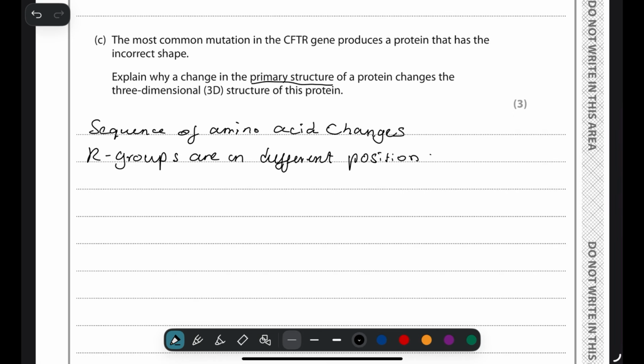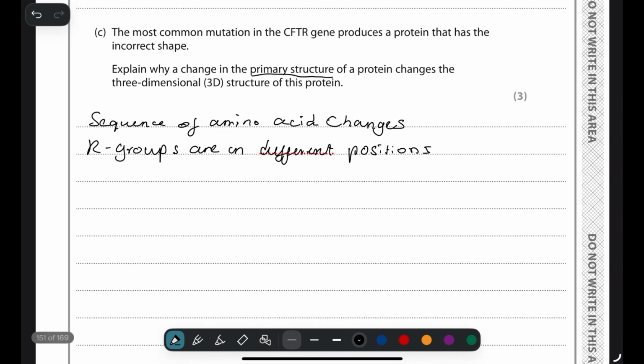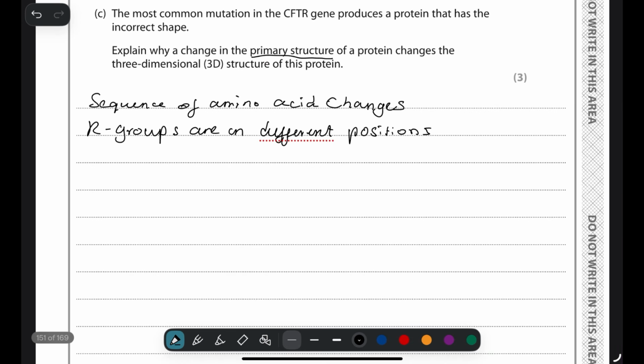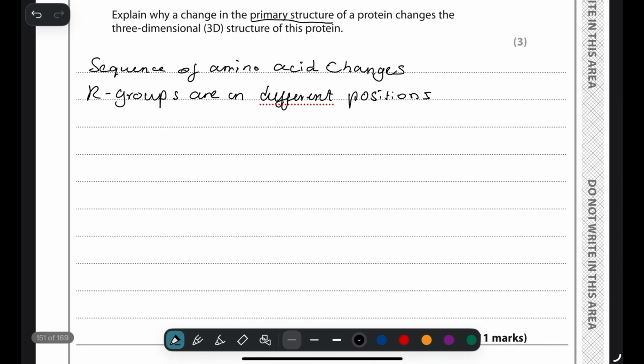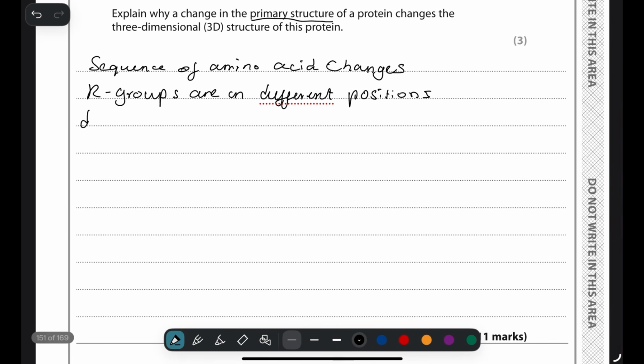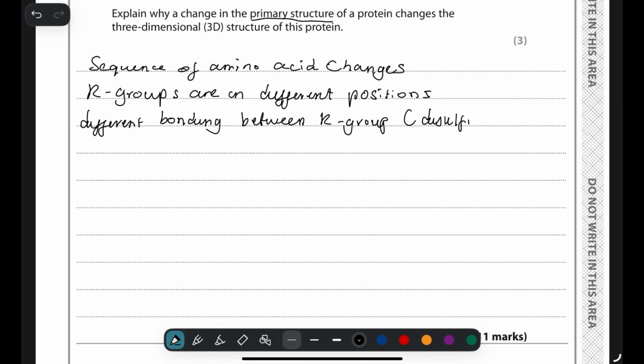So my handwriting again. So if the R groups are in different positions, then that means the bonding between R groups changes. So what we'll say is that different bonding or different position of bonding between R groups. And here I would always throw in an example. So for example, disulfide bridges or ionic bonds are quite good to mention. I typically mention 2 just to be safe.